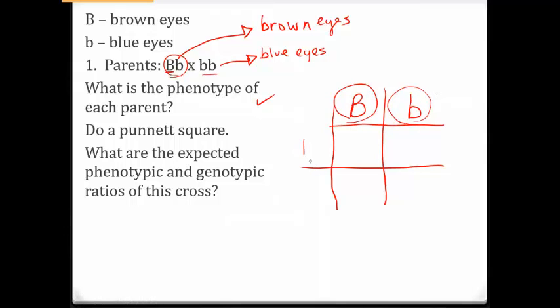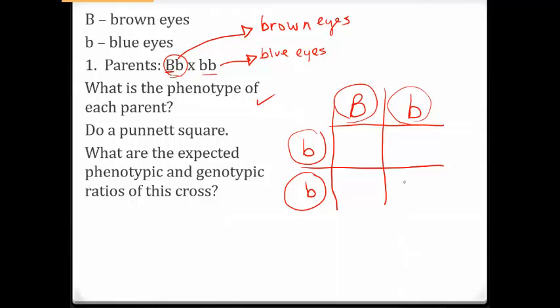Now for the other parent, since they have little b twice, every gamete that they create, and that cell just represents a gamete. You do not have to draw a circle around all of your letters. Every gamete that the blue-eyed parent creates will have the recessive allele for blue eyes.